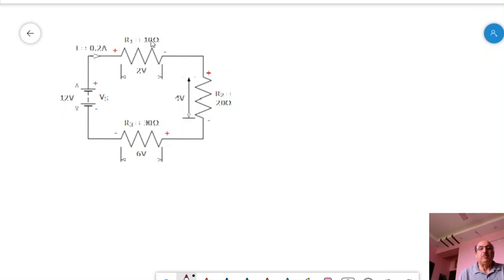Then the voltage will be 0.2 into 10, that is 2 volt. Now 0.2 ampere is coming here on 20 ohm. The voltage will be 0.2 into 20, that is 4 volt. And if the current coming here is 0.2 and the resistance is 30 ohm, then it is 0.2 into 30, that is 6 volt.